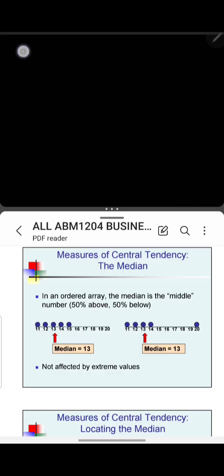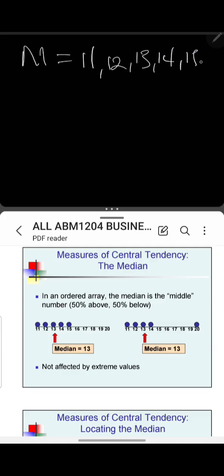Okay, median. I have 11, 12, 13, 14, and 15. Remember that I want the one in the middle. This one. It is 13. Yep. Now go ahead and do it with example 2.